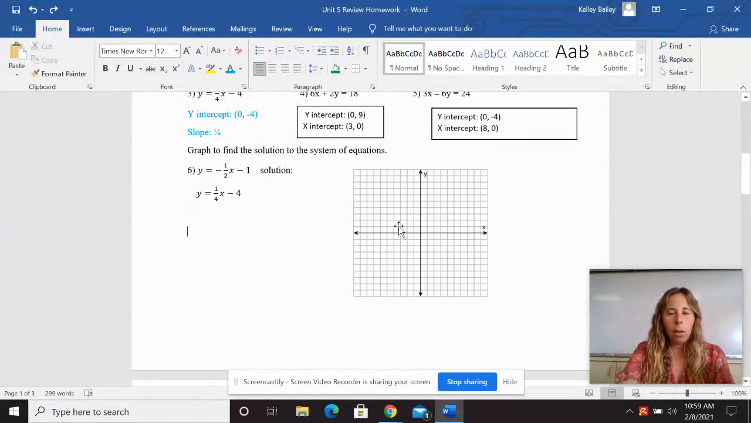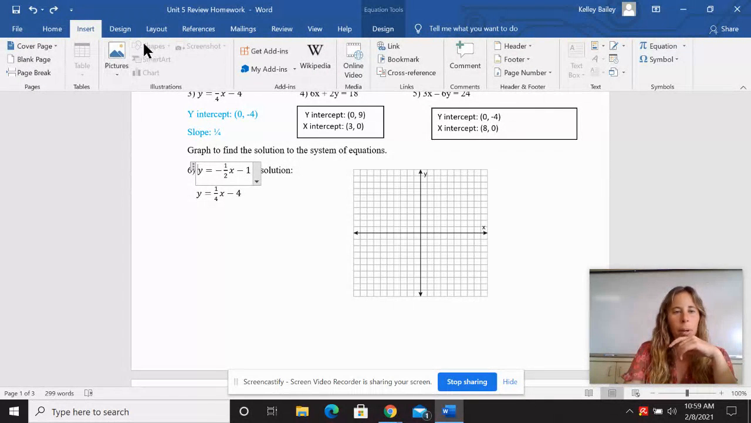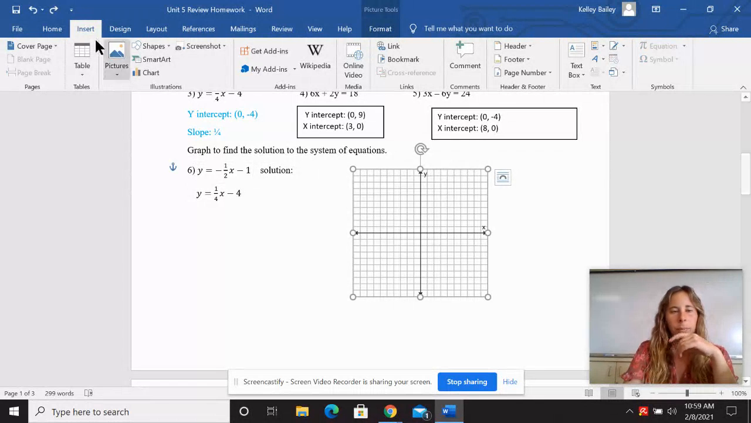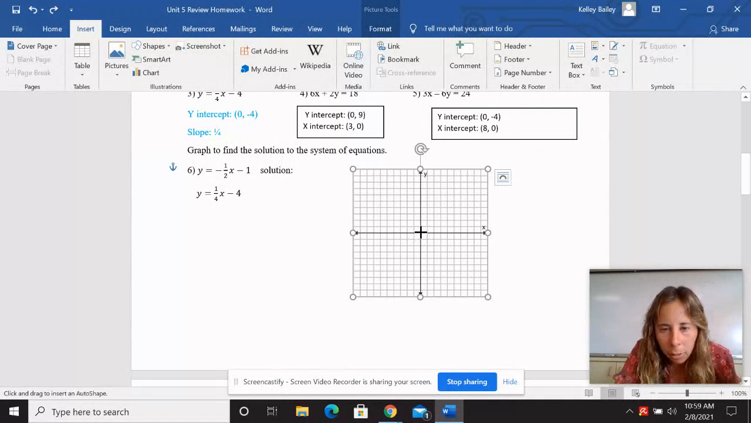Okay, here we go. So I'm going to start out by graphing my first line, y equals -1/2 x minus 1. It's given to me in slope-intercept form, so my y-intercept is -1. So I'm going to graph -1. So x is 0, y is -1. So I'm putting a point right there.